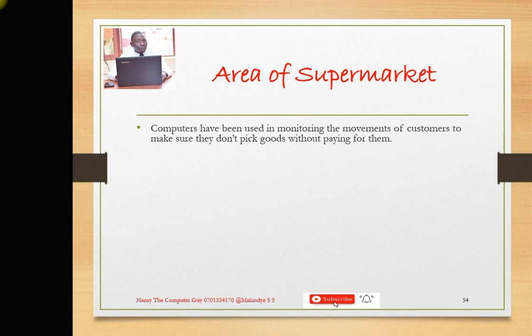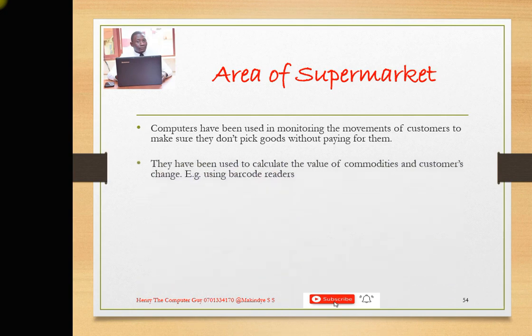They always need to monitor the movement of all customers such that they do not pick small items without paying for them. At times, many people go to the supermarket, they want to pick items and hide them in their pockets. So they are keeping watch over those people such that they cannot go out without paying for those items, hence making the supermarket make losses. So that is one way.